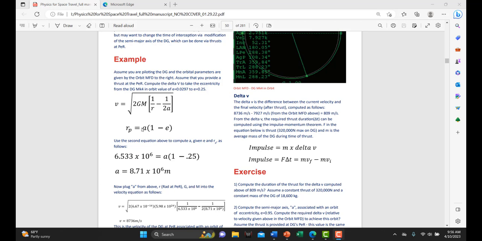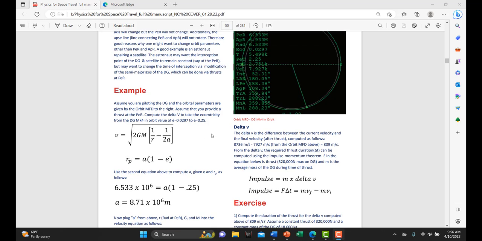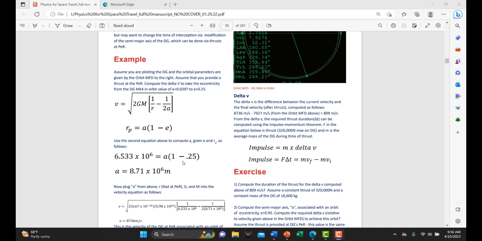First thing I'm going to do is use this equation to compute the new semi-major axis of the orbit, which will give me this eccentricity of 0.25. So I'm going to enter the current periapsis point, because that's not going to change, because that's where I'm going to provide the thrust. If we go up here, we can see that's 6.533 million meters. So 6.533 times 10 to the 6th is equal to an unknown value of the semi-major axis A times 1 minus the eccentricity. This is one equation, and I can solve for A. That turns out to be 8.71 times 10 to the 6th meters.